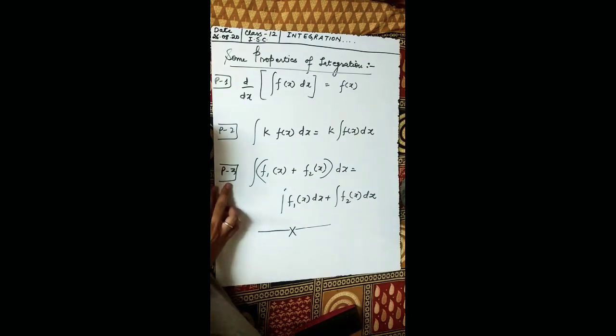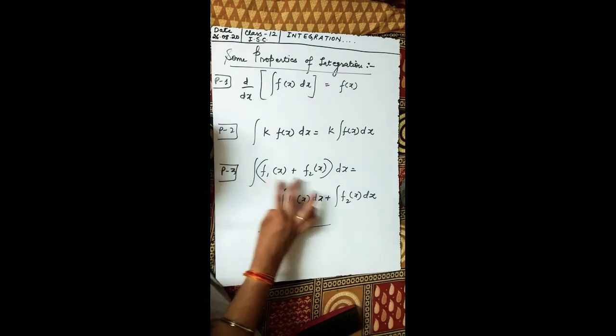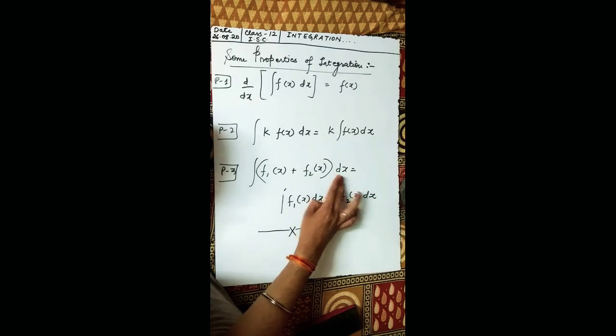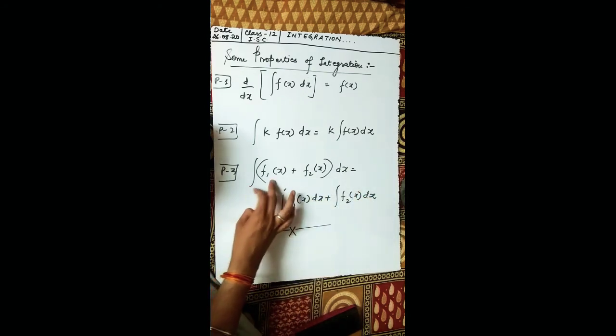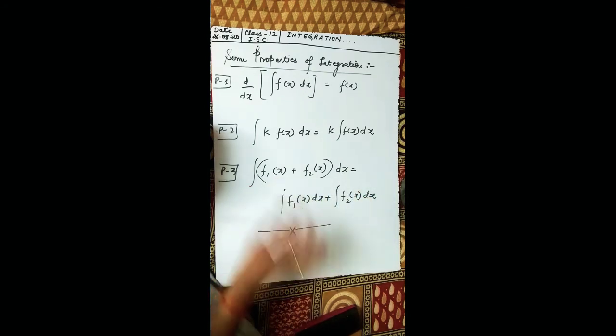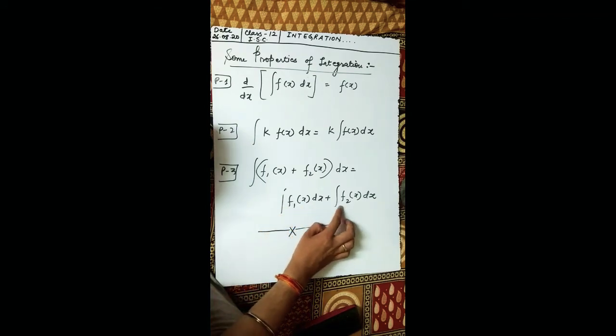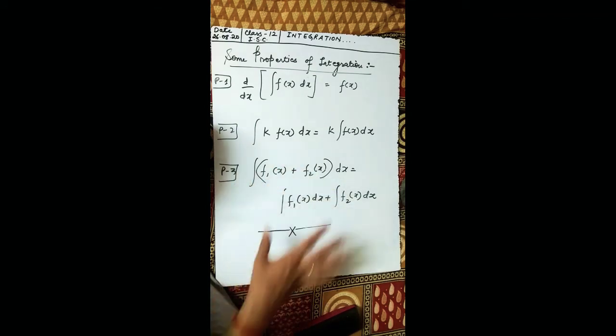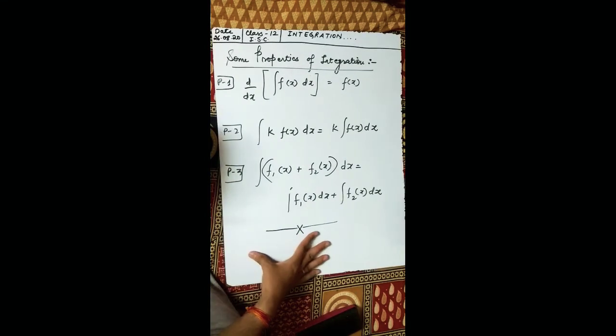The third property says that if you have the integral of f1(x) plus f2(x) dx, then you can integrate separately, writing it as the integral of f1(x) dx plus the integral of f2(x) dx. These are the basic properties. Now let's start with the questions.